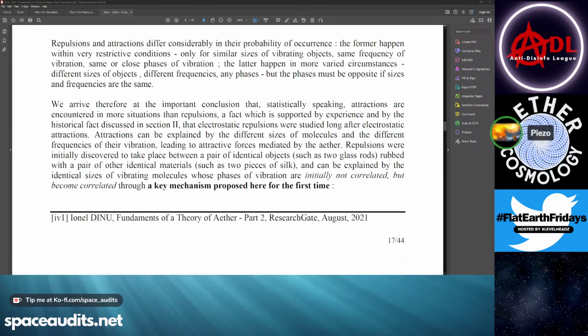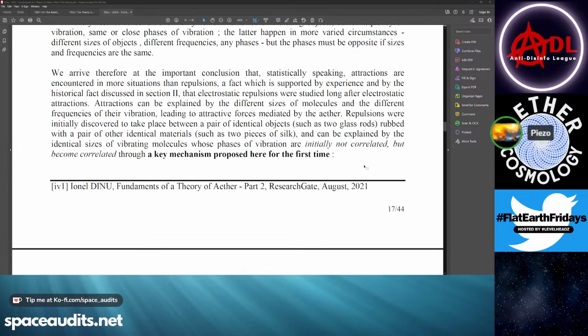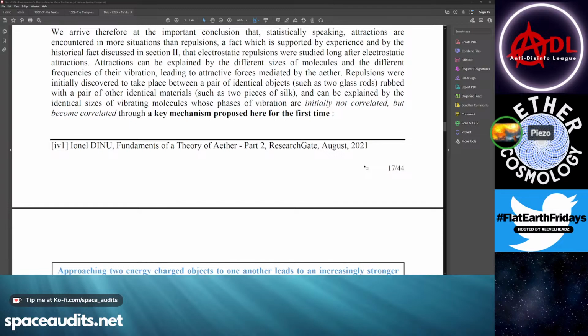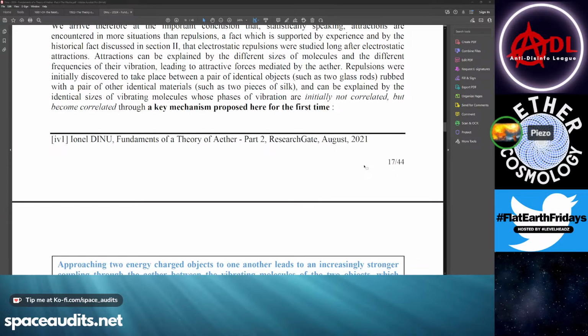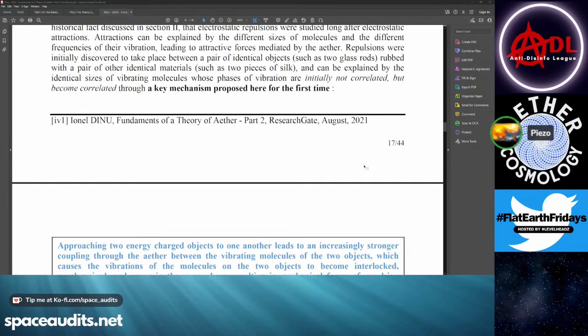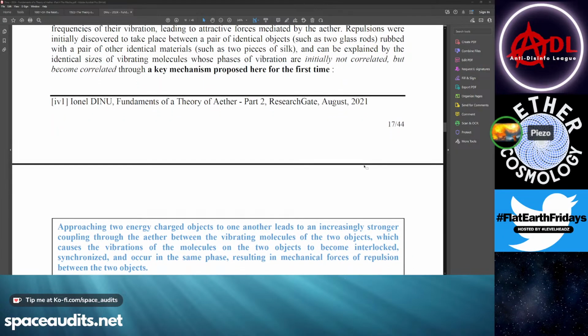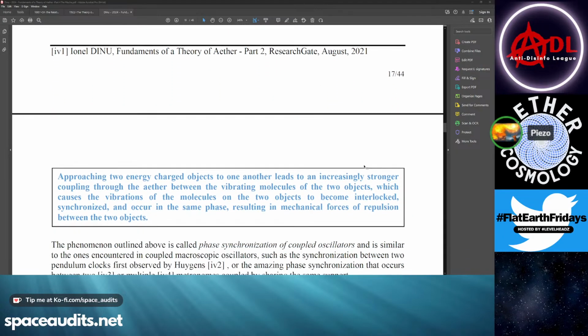Repulsions were initially discovered to take place between a pair of identical objects, such as two glass rods, rubbed with a pair of other identical materials, such as two pieces of silk, and can be explained by the identical sizes of vibrating molecules whose phases of vibration are initially not correlated, but become correlated through a key mechanism proposed here for the first time.